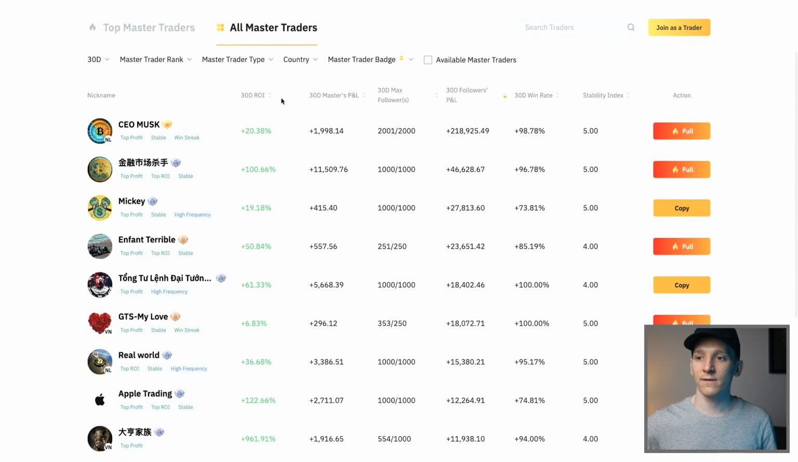And then we can see 30-day ROI. You can see that here. And then the max followers, how many followers actually are trading with these guys. If there's a large amount of followers, that's probably better rather than a new account that has fewer followers.